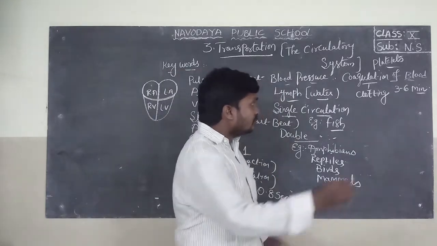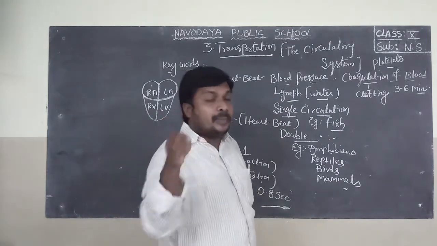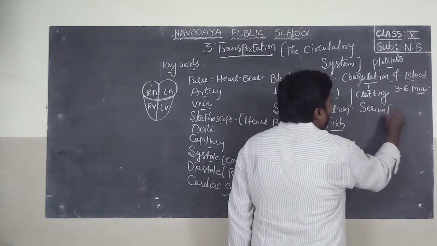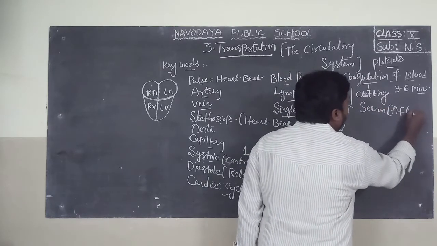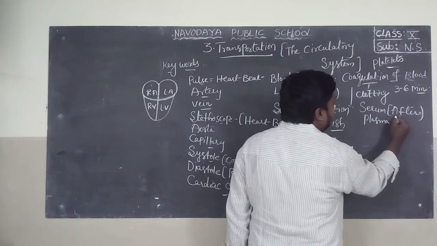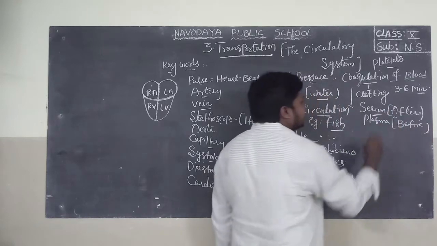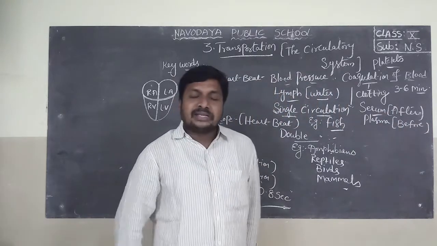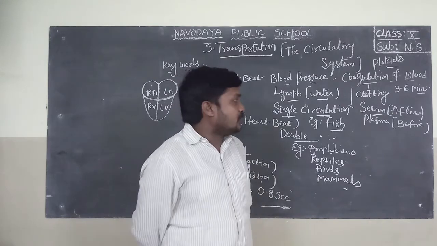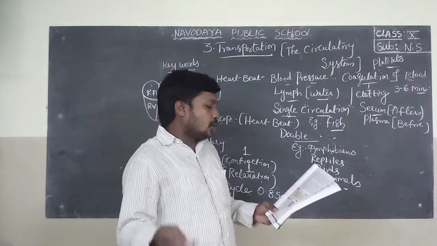Now, after blood clotting, a fluid is formed, that is called serum. Serum is the fluid formed after blood clotting, and plasma is the fluid present in the blood before blood clotting. So this is serum and this is plasma. Serum is the fluid formed after blood clotting. Plasma is the liquid portion of blood before blood clotting.